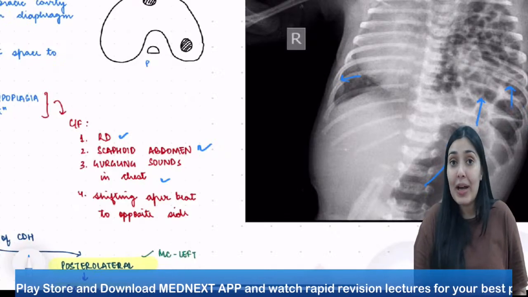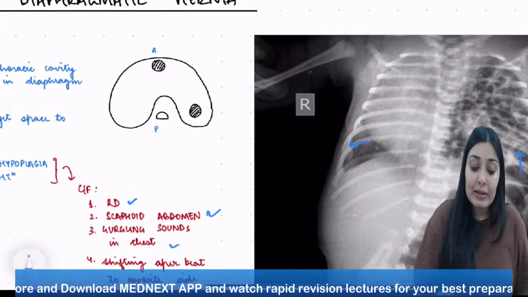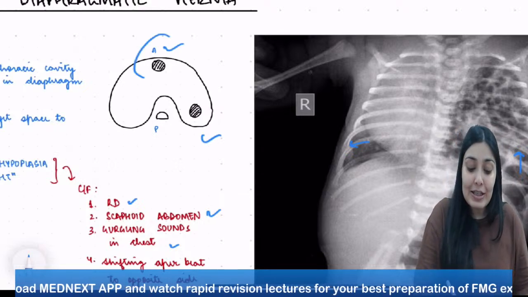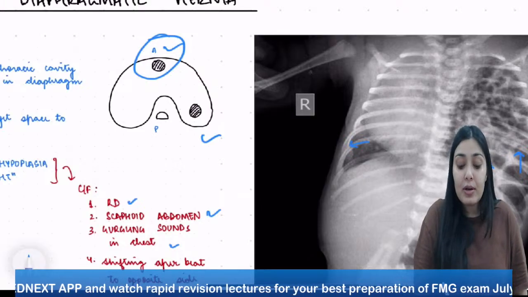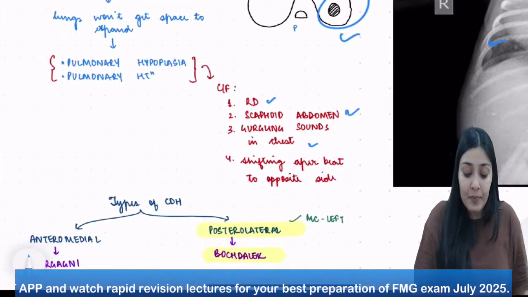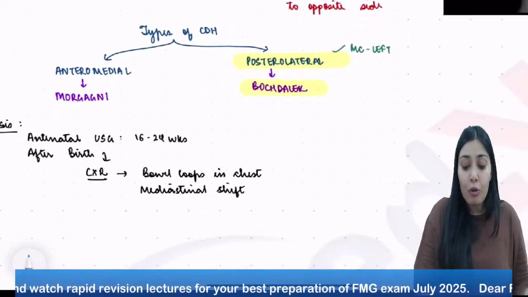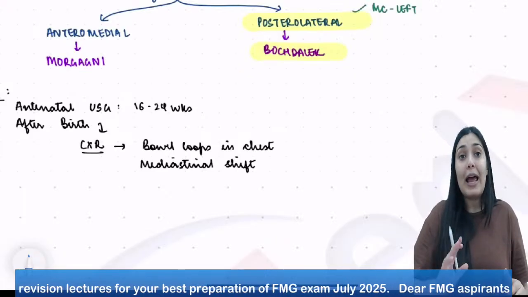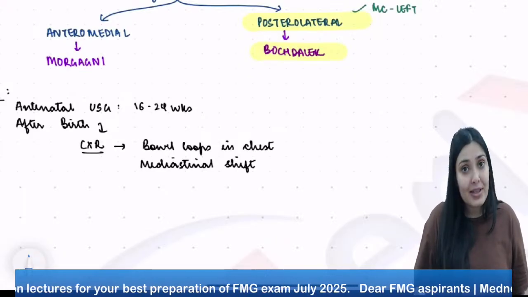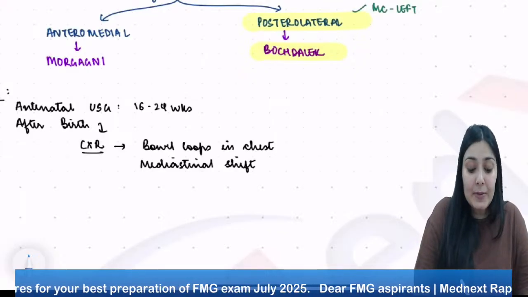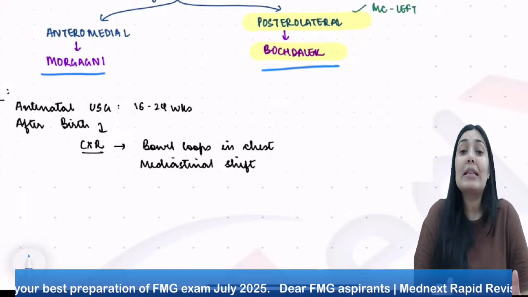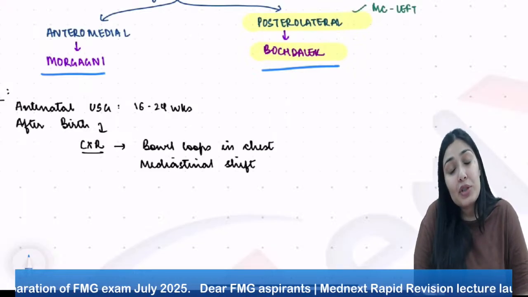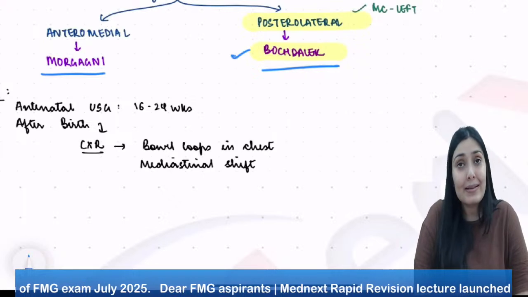There are two types of congenital diaphragmatic hernia. It could either be anterior or posterior. You can see anterior hernia is actually anteromedial hernia, and posterior hernia is actually posterolateral hernia. Which is more common, anterior or posterior? Posterior is more common. Posterolateral hernia is more common. And on which side, right or left? On the left side it's more common. Special names are given to these hernias. The anteromedial hernia is known as Morgagni's hernia, and the posterolateral hernia is known as Bochdalek's hernia.